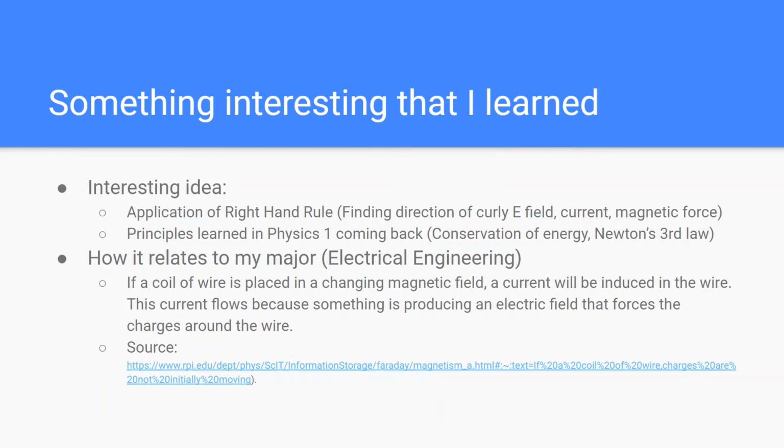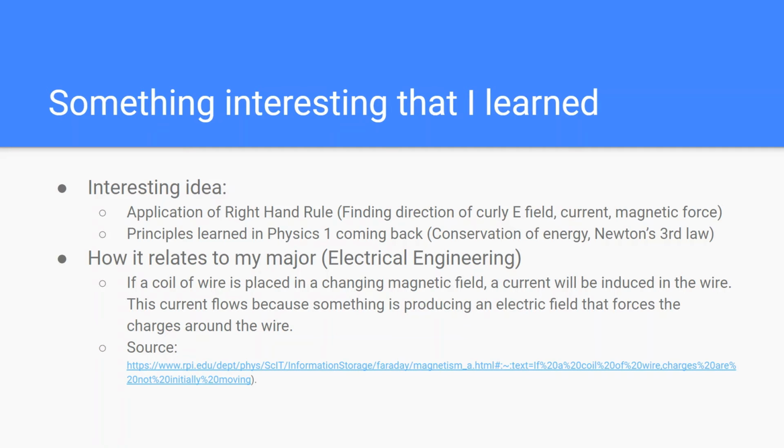Something interesting that I learned is the application of the right-hand rule and how handy it can be. You can use it to find the direction of the curly field or current or the magnetic force, not only in this model, but also in other models that we learned before. And it was interesting to see the principles learned in Physics 1 coming back.